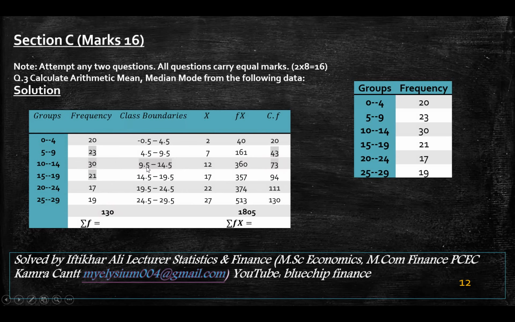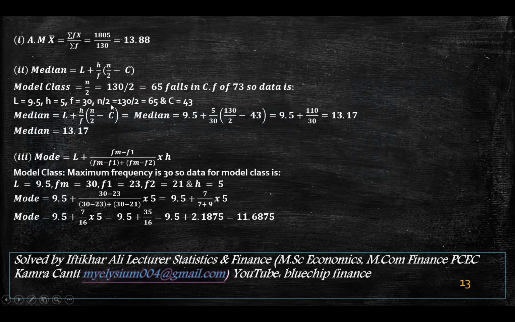L is 9.5, H is the difference of x values. As you are seeing here, that difference is 5. 2 plus 5, 7, 7 plus 5, 12, 12 plus 5, 17, and so on. So the difference H is 5 and F is 30. 9.5, 5, 30.